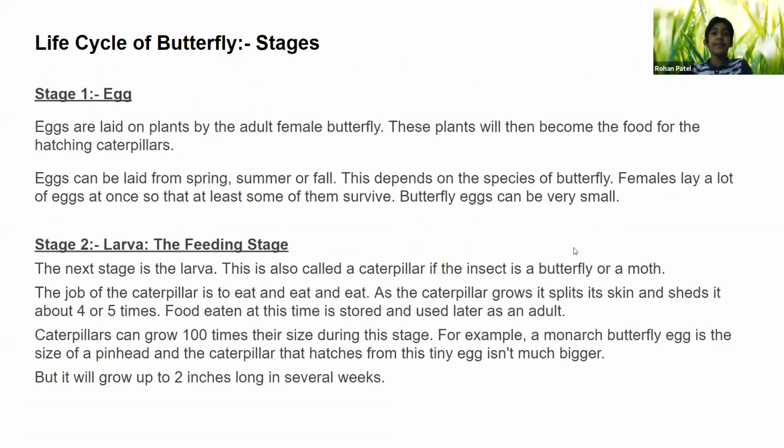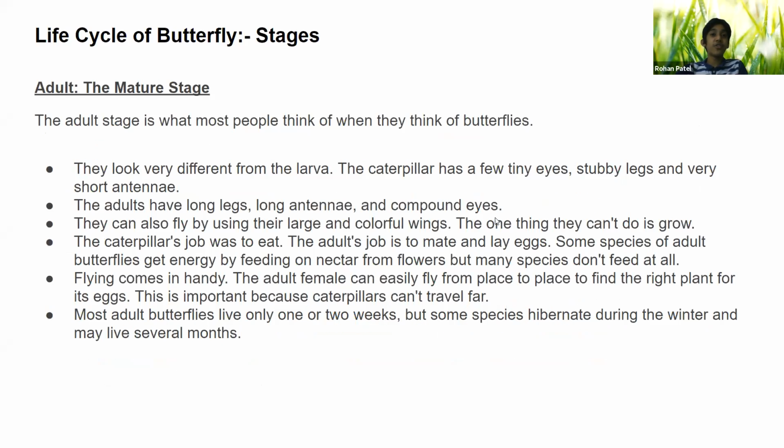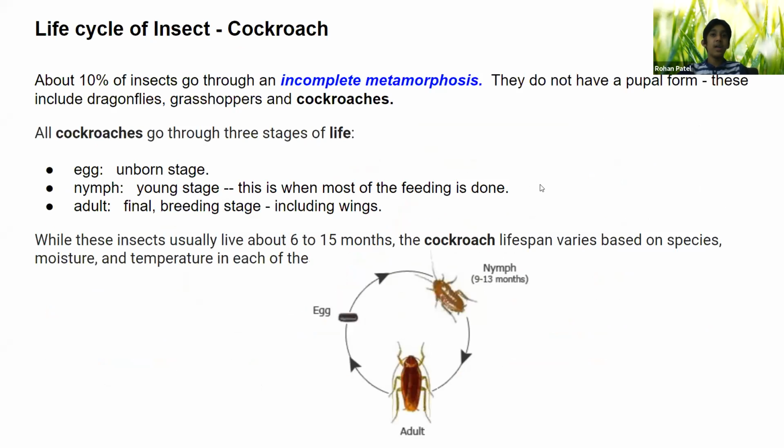The egg is laid by an adult female butterfly on leaves, which hatch caterpillars. The larva, which is the feeding stage, is when the caterpillar starts eating lots and lots of food. Then we have our pupa, which is the transition stage, which is also called a chrysalis. The adult is the mature stage, and it is a butterfly. They look very different. Long legs, long antennae, and compound eyes.